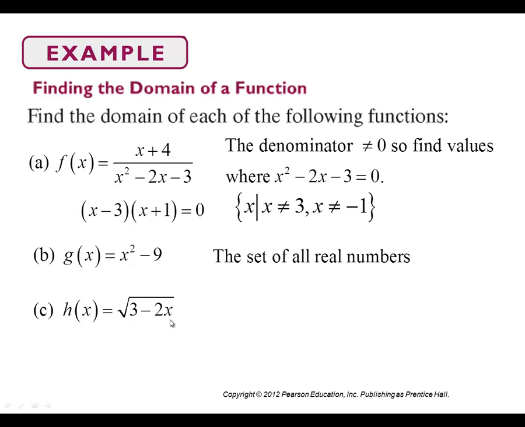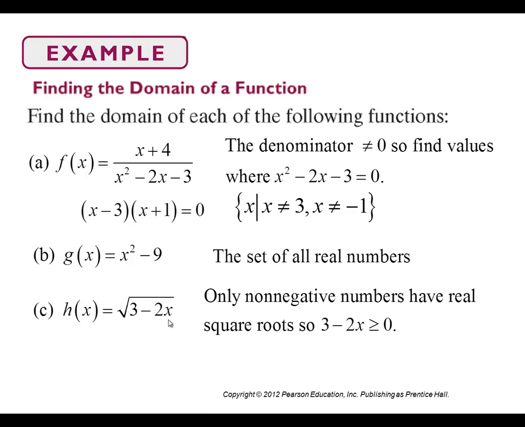Here we have a radical. We have x as a part of the radicand. Well, what do you think we've got to do there? We've got to set the radicand to greater than or equal to 0 and then solve. And so when we do that, we divide by negative 2, and we get x is less than or equal to 3 halves.